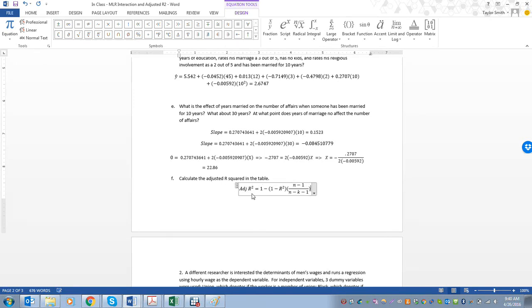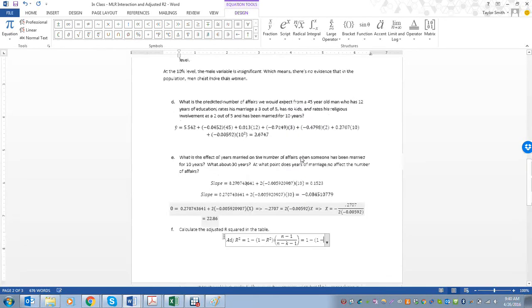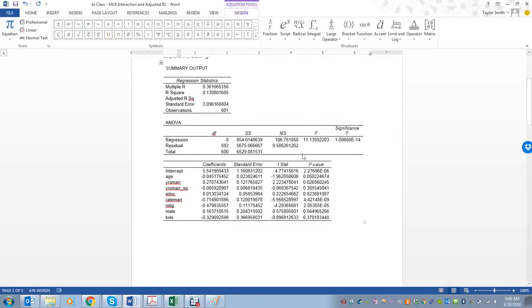Okay, that's our formula for this. So all we need to do is really plug into that. Let's plug into this equation. We've got 1 minus, and let's go up here and get R squared. What is R squared in this equation?